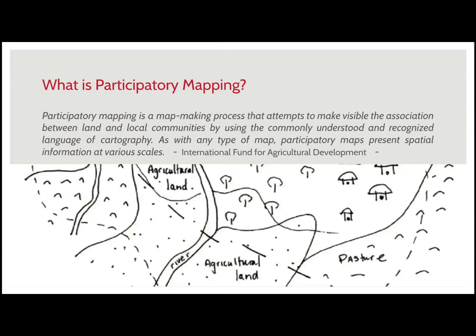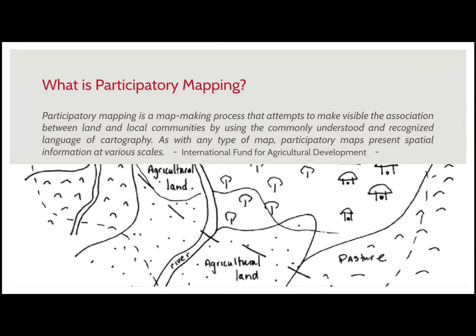Okay, so let's start off by looking at what is participatory mapping. Below you can see a hand-drawn map done by a community member. I am just going to read this definition for you and then explain what it means to me. I know that's not typical for a presentation, but I think it's important here. Participatory mapping is a map-making process that attempts to make visible the association between land and local communities by using the commonly understood and recognized language of cartography.